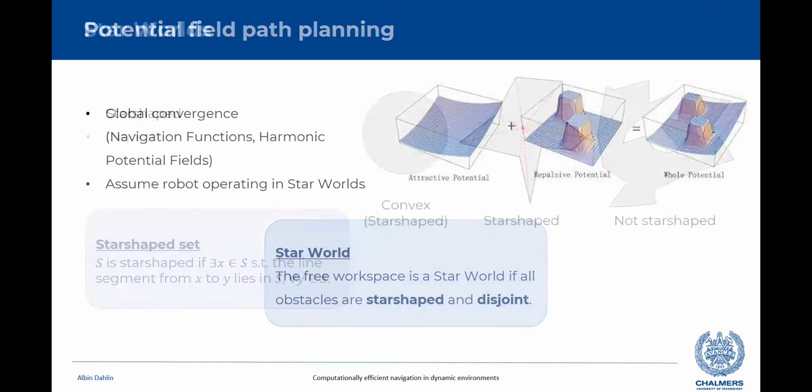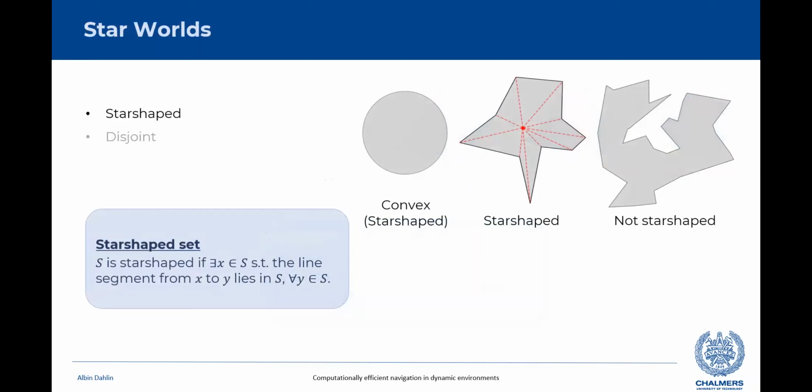So an obstacle is star-shaped if there exists a point in the set such that the line segment to any other point is contained by the set. This could be seen as a generalization of convex sets, where this condition must hold for all points in the set and not just one.